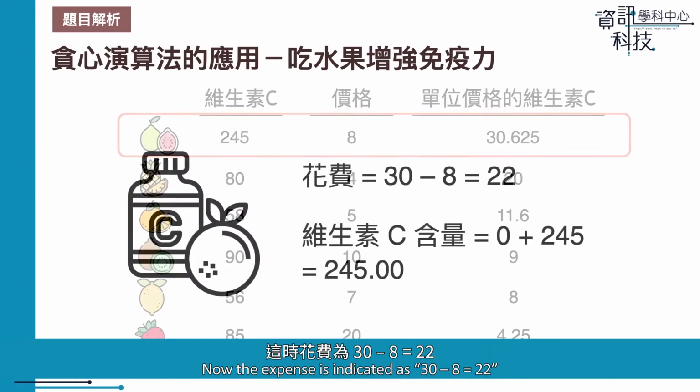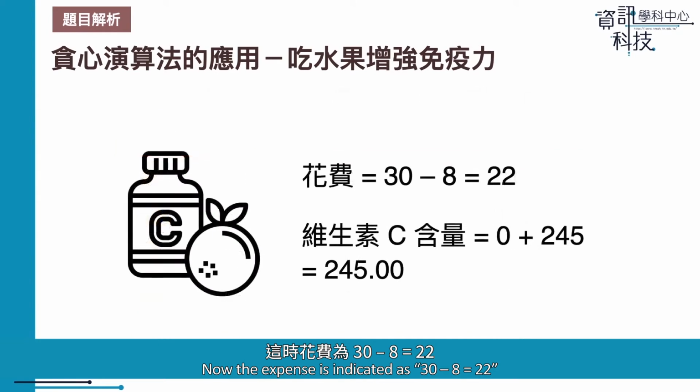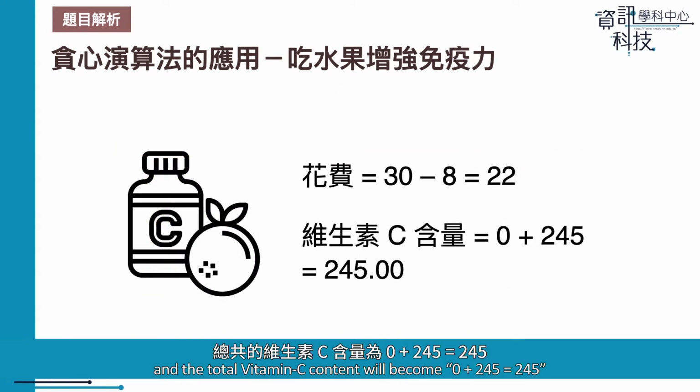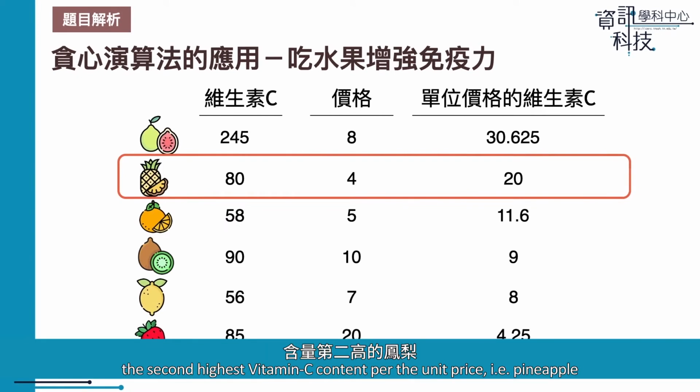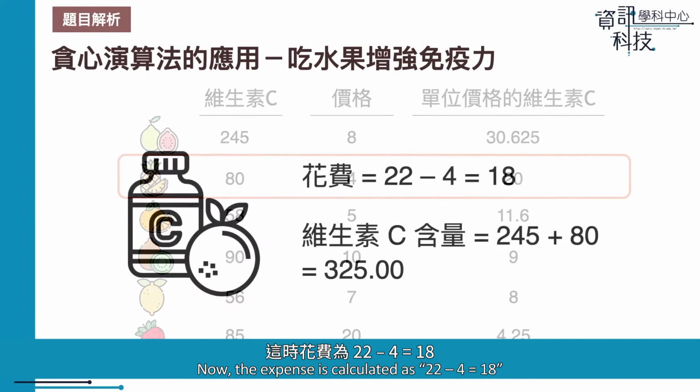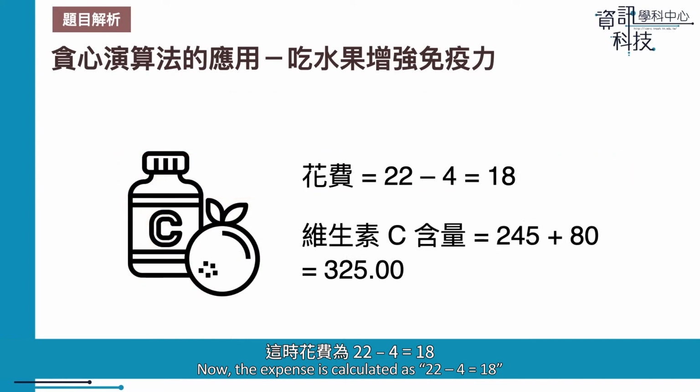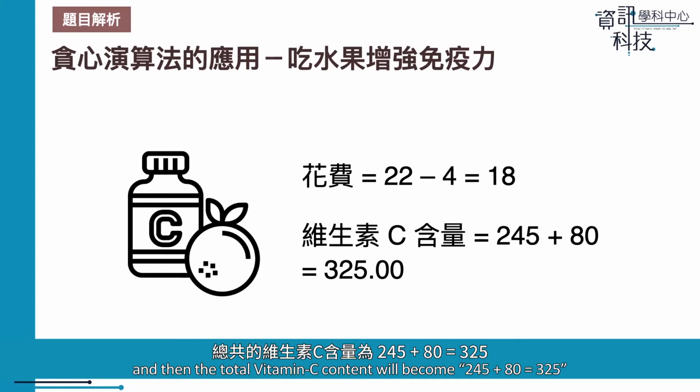Now the expense is indicated as 30 minus 8 equals 22, and the total vitamin C content will become 0 plus 245 equals 245. Next, purchase the fruit that contains the second highest vitamin C content per unit price, for example, pineapple. Now the expense is calculated as 22 minus 4 equals 18, and then the total vitamin C content will become 245 plus 80 equals 325.